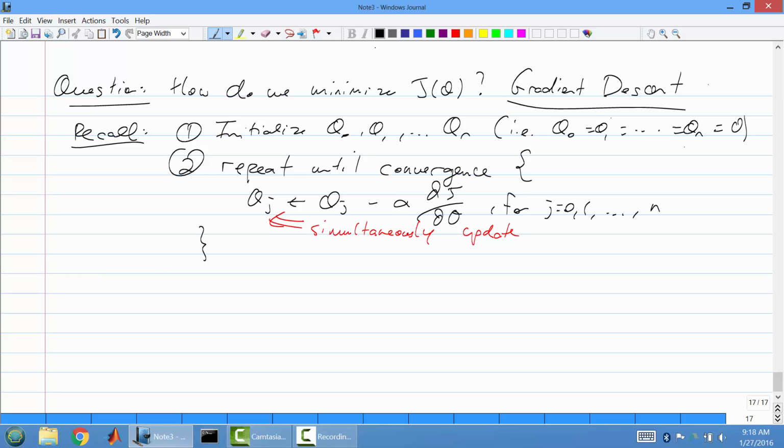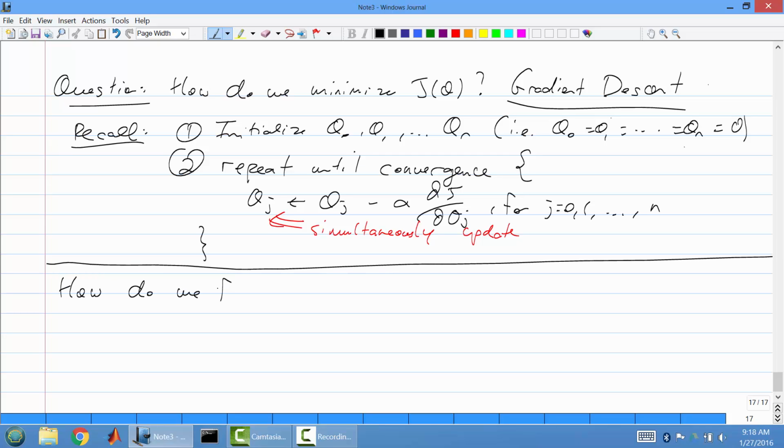So theta j updates to theta j minus alpha, which is the learning rate, times the derivative or the gradient in the direction of the parameter theta j, and you have to simultaneously update. Okay, so we can figure out how to get the best parameters, or maximize the likelihood, or minimize the negative log likelihood, given this algorithm. So the question that we have to deal with is how do we find the partial derivative? How do we find this?